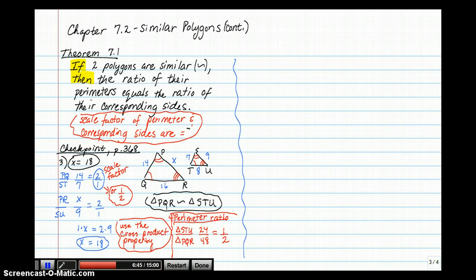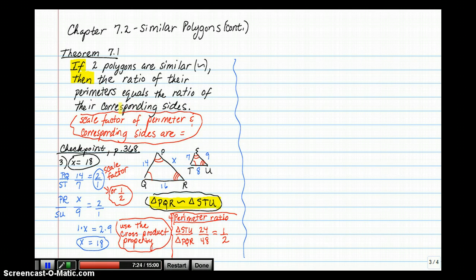If we know that two polygons are similar, then the scale factor for the perimeter and the corresponding sides will be equal. Now, we're going to go ahead and look at the checkpoint exercises. That theorem also is written on page 368. We're going to look at the checkpoint exercises right below the theorem on page 368. And they're telling you in the diagram that triangle PQR is similar to STU. So they're giving you that information. So if you know they're similar, that's where that theorem comes in. If you know the two polygons are similar, we're already being told that they are, then the ratio of their perimeters equals the ratio of their corresponding sides.